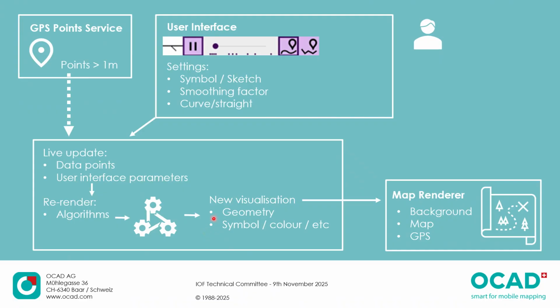So here's a diagram illustrating the architecture of what we've just seen. So there's a point service here on the top left, which is feeding data to basically an engine here. And what this does is it uses the user's preferences of symbol and smoothing factor, curve or straight, etc. Into this, and then it processes the data through some algorithms, and then basically generates an image which then gets rendered onto the map.